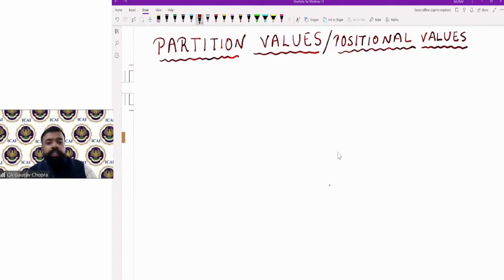So in today's class, we are continuing our chapter Measures of Central Tendency. Our today's topic will be positional values, also known as partition values.